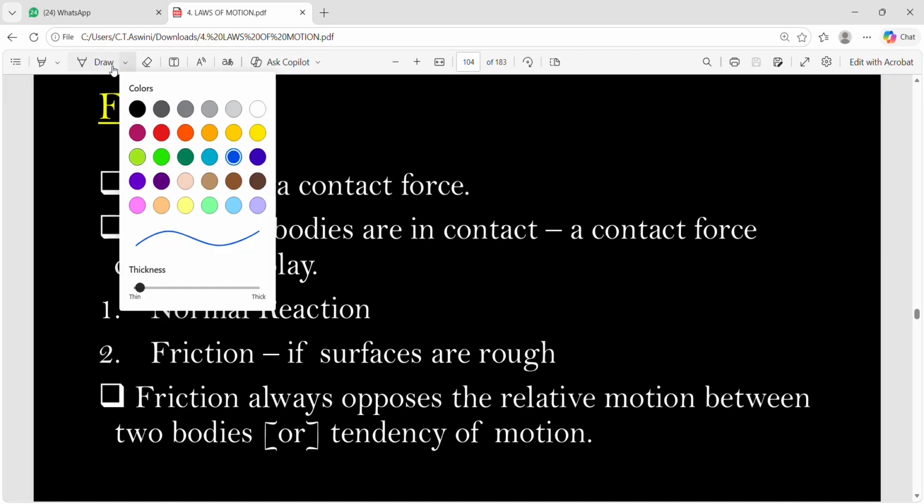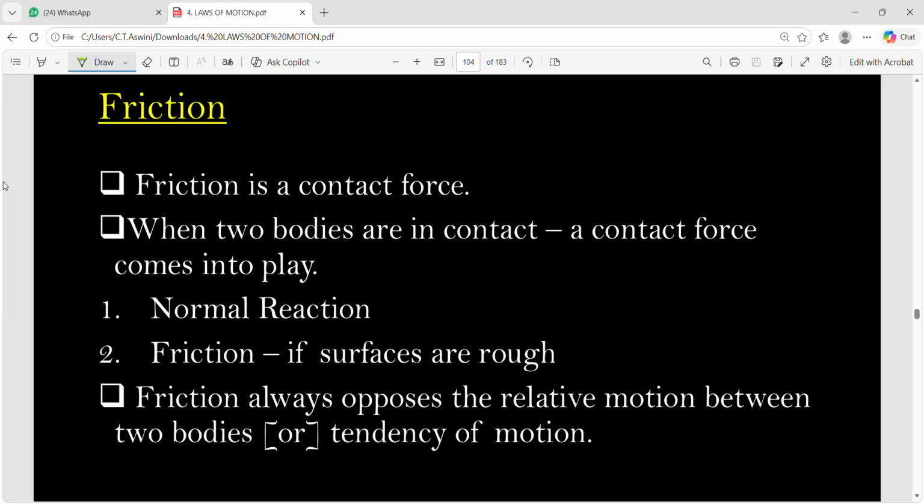Yes. So, what is this friction? Friction is a contact force. What is this contact force? Whenever two bodies are in contact, we call it a contact force. Any force that comes into existence when the two bodies are in contact. And there are two contact forces, normal reaction and friction.